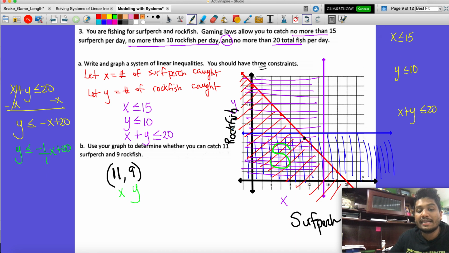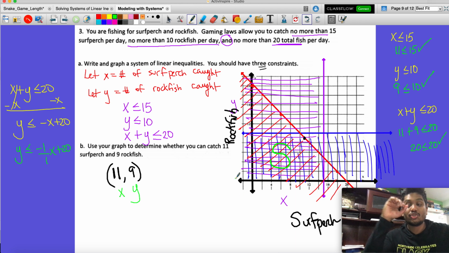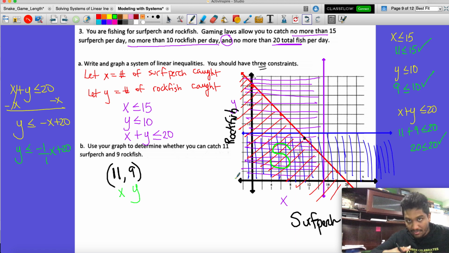Let's check it. Is it true that x, which is 11, is less than or equal to 15? Absolutely. Is it true that the y value, which is 9, is less than or equal to 10? Absolutely. Is it true that when you add both of them, 9 plus 11, that is less than or equal to 20? Well, 20 is not less than 20, but it is less than or equal to 20, so that is true. Now notice that we have true, true, true. All of them, not two of them, all of them. And so that means that that is a viable thing.